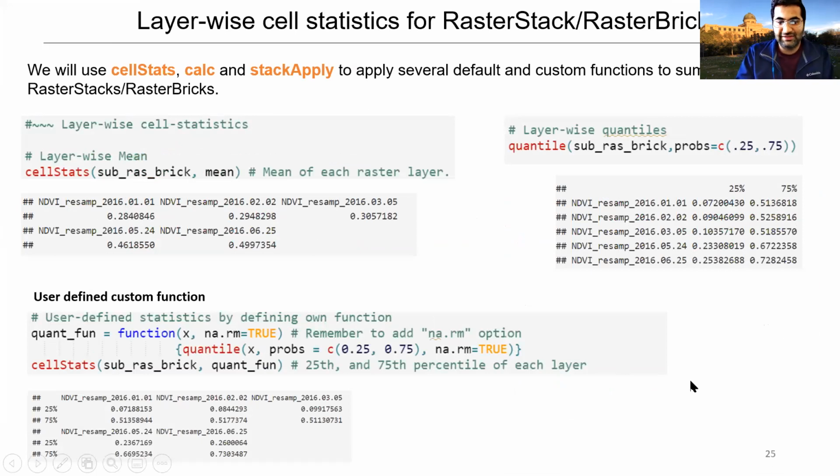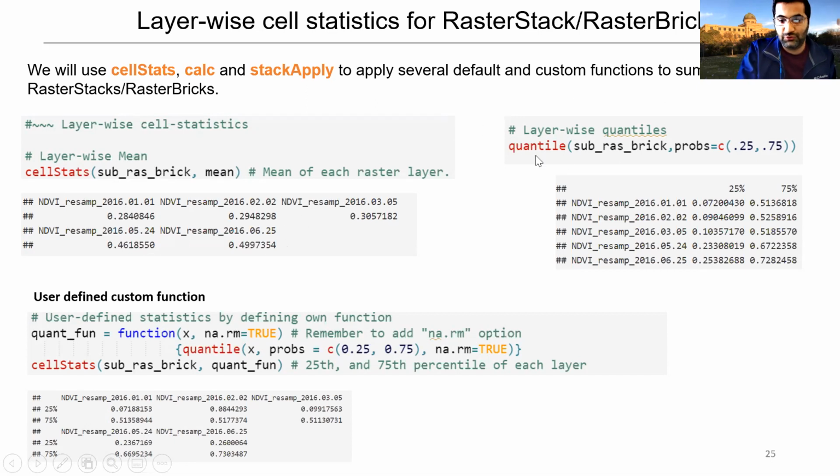And the next thing that we'll see is how we can use some of these summary statistics for RasterBricks or raster stacks. So what we'll see first is how we can find out layer-wise cell statistics. For example, if you're interested in finding the mean values of all individual layers, we can use a function called cellStats, which will apply a function on each of the layers and use the name of the brick and the function that you want to use. As simple as that. So cellStats will apply the function that you specify on each layer of the RasterBrick, and it will give you the mean value in this case for each raster layer.